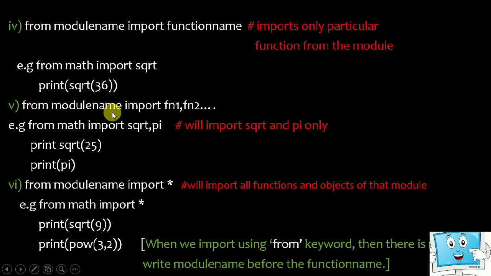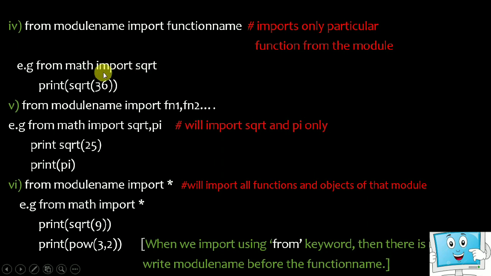Next is using the from keyword. From module name import function name. From is a keyword, for example, from math import square root. Sometimes we want to take only one function from the full module to just make the space a little less. So that is why we use the from keyword, then give the module name, then the import keyword, and then the one function which we want to import.